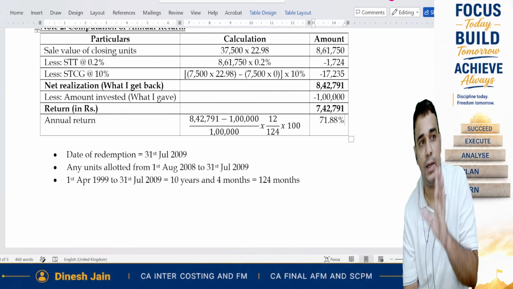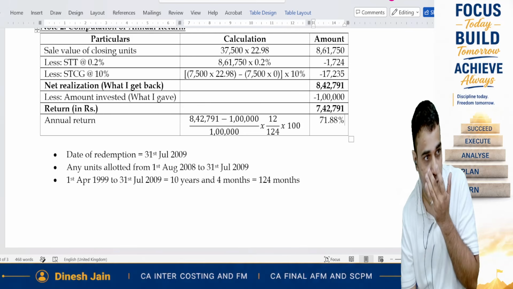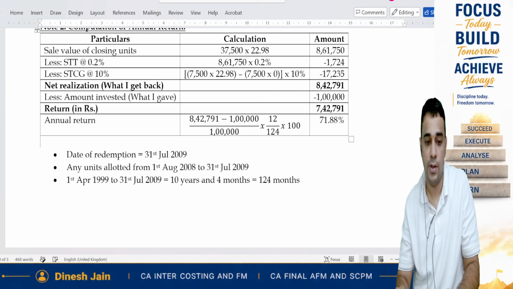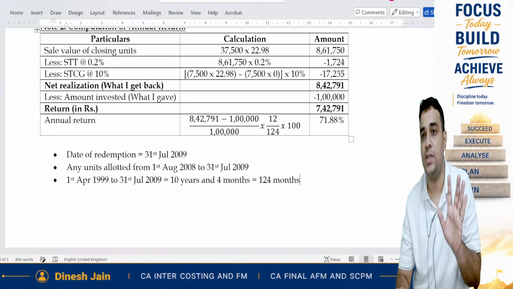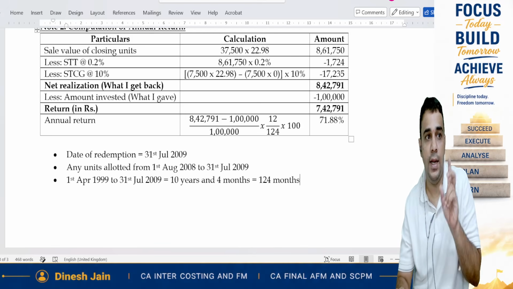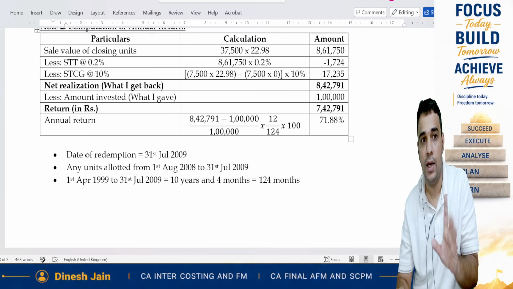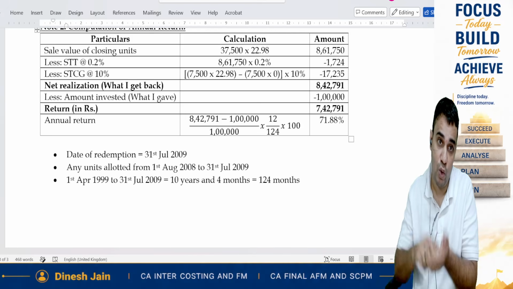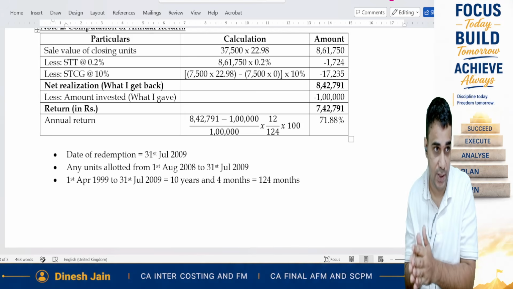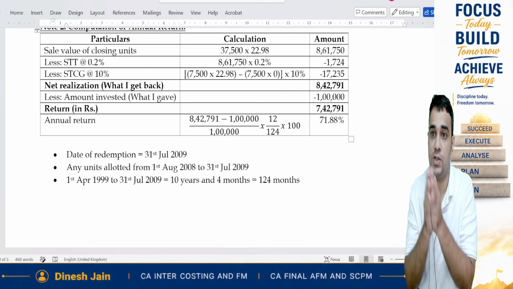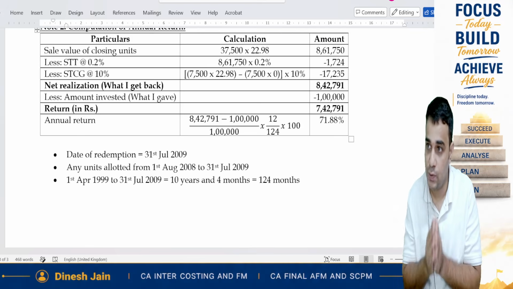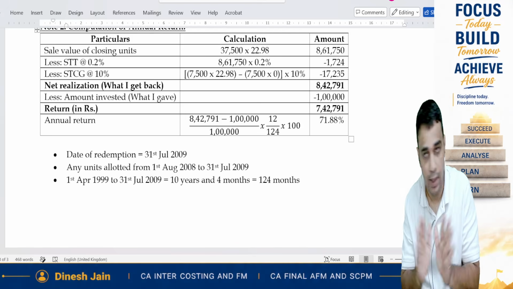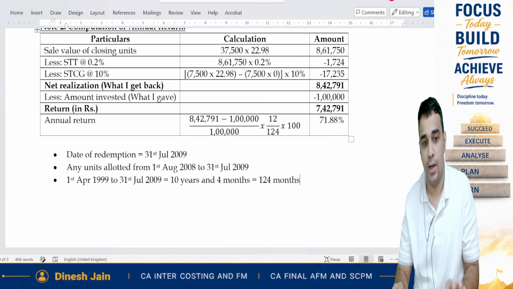Dividend reinvestment will take a lot of time. That we'll do in the next session. Any doubts here? Can we proceed? Any doubts on 71.88%? Any doubts on 124 months? Any doubts on STCG tax? If there was an LTCG also: original 10,000 units LTCG, first bonus LTCG, second bonus LTCG, third bonus STCG, which we have done. Understood this? Clear? Next part.